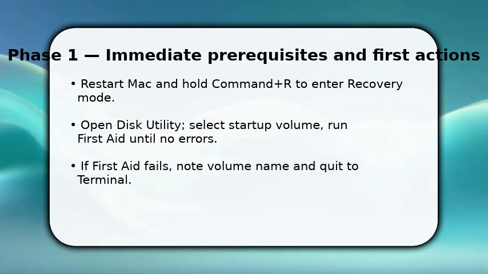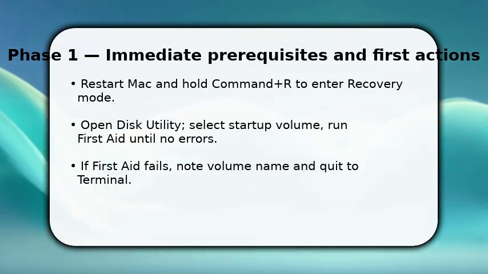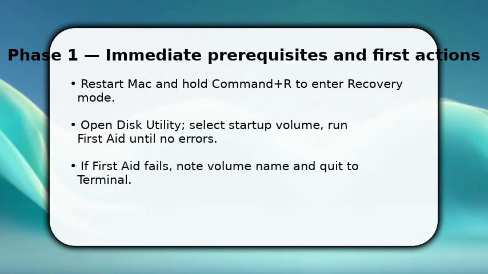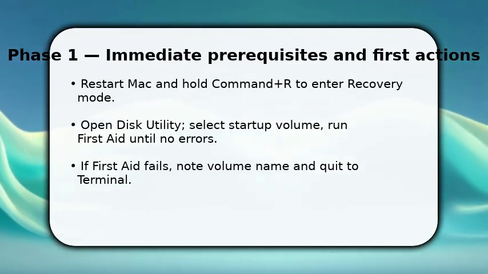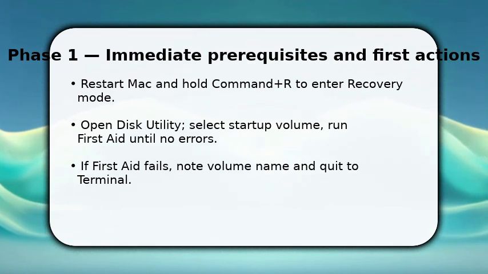If First Aid reports persistent errors, don't panic. Write down the exact volume name, quit Disk Utility, and move on to Terminal, because targeted repairs need the precise device identifier to avoid accidental data loss.